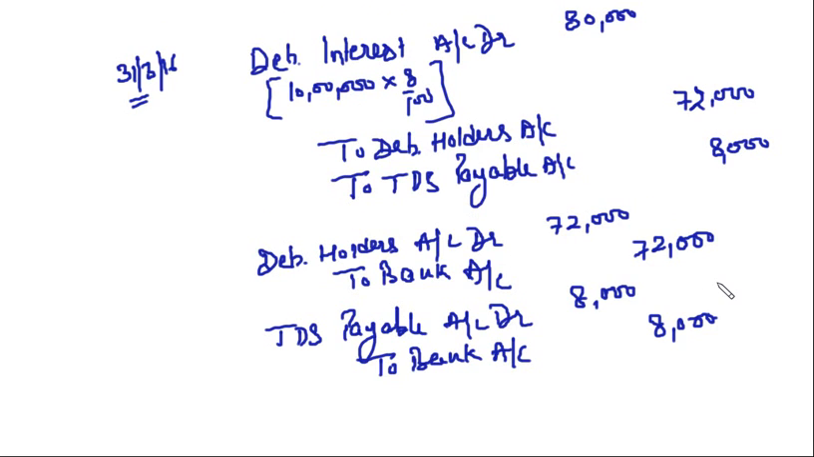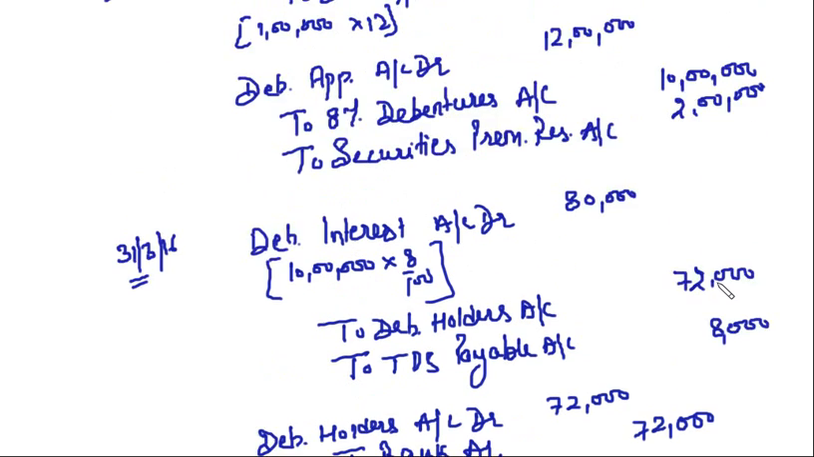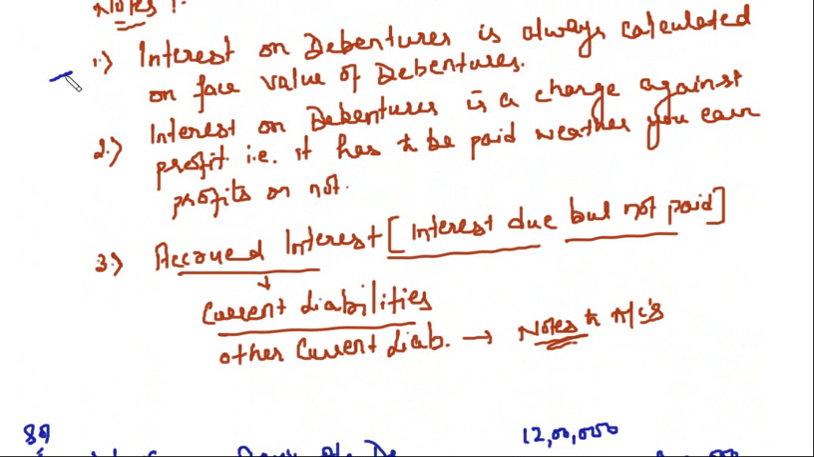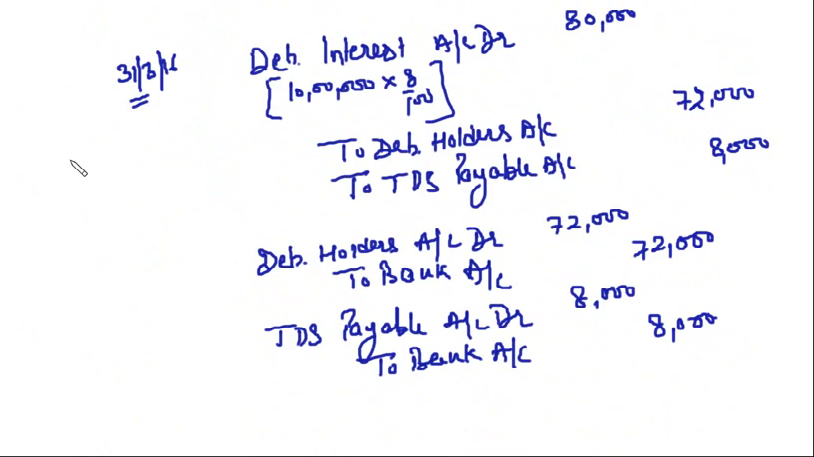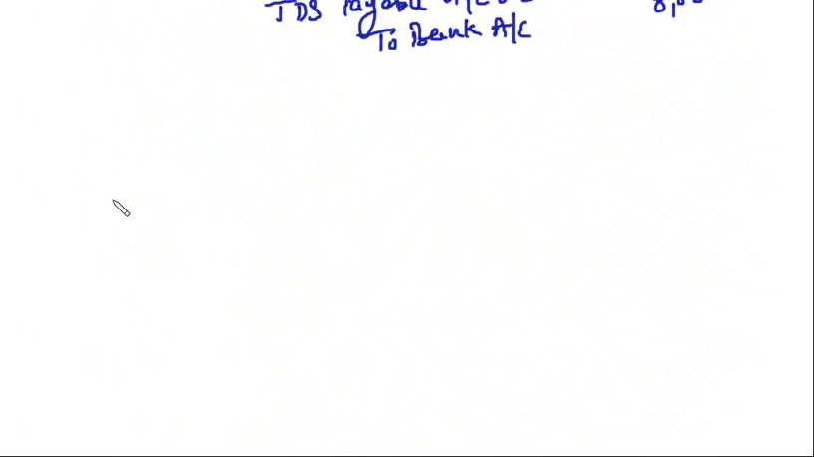So this is how you deal with interest on debentures. First, the entry is for due of interest, interest due, then interest paid. The only concept that was important was TDS payable. And always remember one thing, interest is to be calculated on the face value of debentures. This is very important, right? That interest is calculated at face value of debentures. Clear?